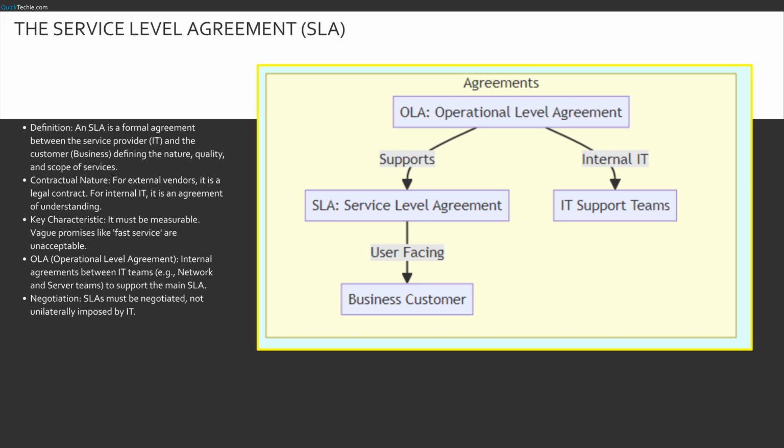Here we see the hierarchy of agreements. At the top is the SLA, which is user-facing. It's the promise made to the business customer. Below that is the OLA, or Operational Level Agreement. This is internal IT. It connects the various IT support teams. The arrow shows that the OLA supports the SLA. You cannot meet a customer promise if your internal teams aren't aligned.